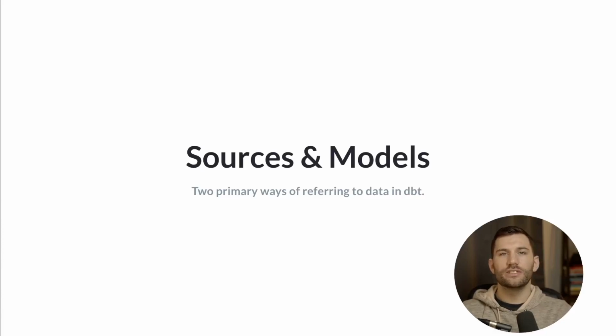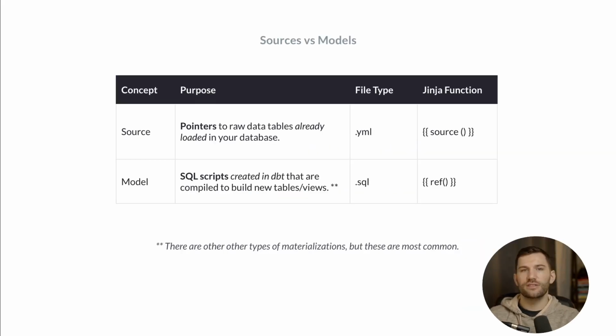In this lesson, we're going to talk about the two main ways that you'll refer to data in DBT, which are sources and models. So if we take a look at this chart, this is a high level overview of the differences between these two. These are two terms that you're going to see thrown around a lot and that you'll work with directly.